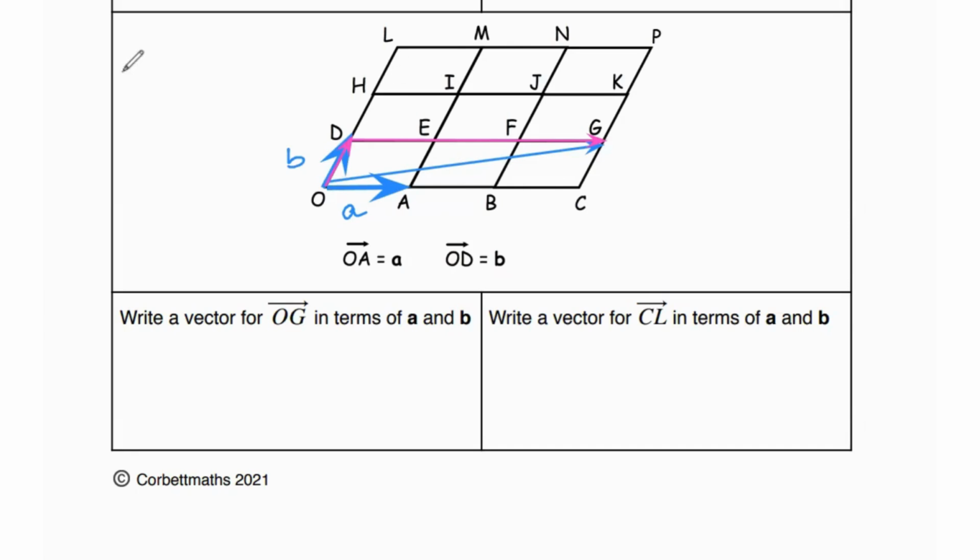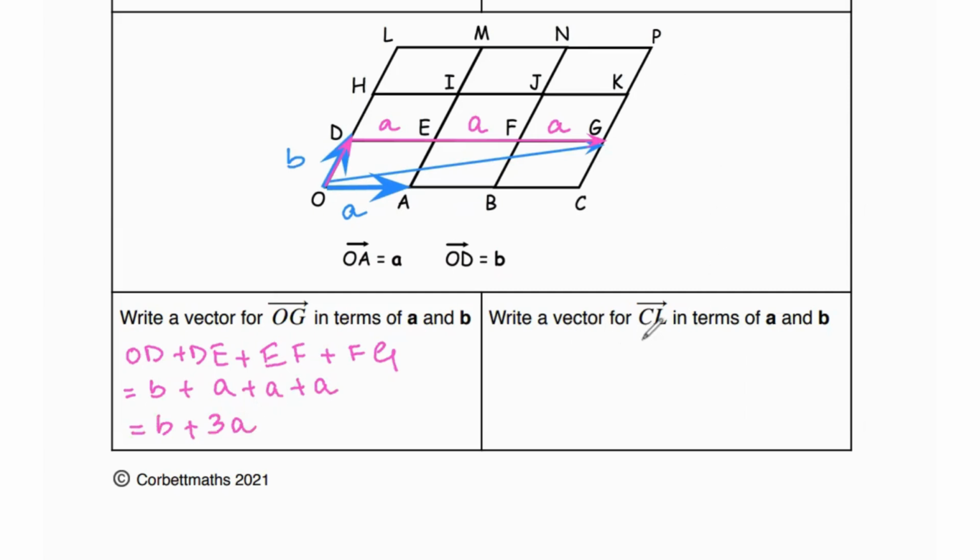Both ways it's correct. So if we use OD plus DE plus EF plus FG, we can already see that opposite lengths are equal. So if this is a, this is also a, this is also a, this is also a. So that's going to be b plus a plus a plus a. So that's b plus 3a.